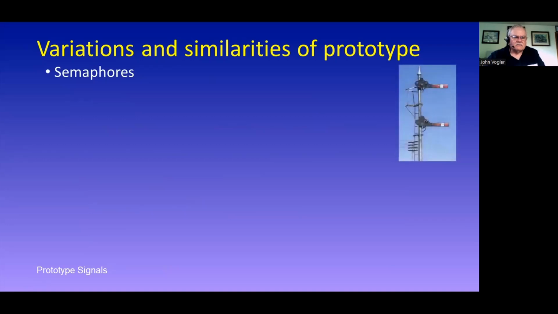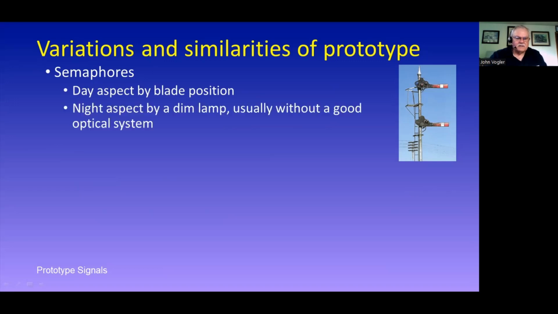So let's talk about, maybe I should have done this before we actually started doing our chart, but let's talk about what the actual signals on the railroad look like. Here's a semaphore, typically a two-headed, this would be called a two-headed semaphore. And it's shown in the stop position there. Both arms are horizontal. You get the day indication just by seeing the position of the blades. And at night, there's usually a dim lamp. And if you look carefully, you can see the spectacle that moves with the arm in front of a lamp.